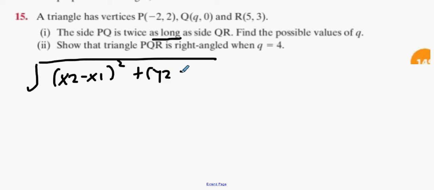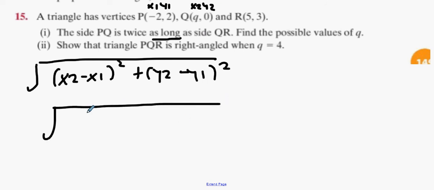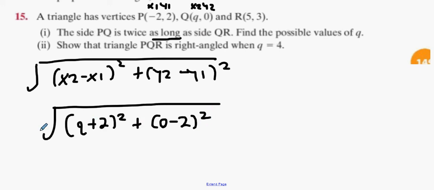Now, you have the length formula there, and we'll start off with PQ. x1, y1, x2, y2. And what you're going to get here is q plus 2 squared, and then you're going to get 0 take away 2 squared. Alright? And that is PQ.